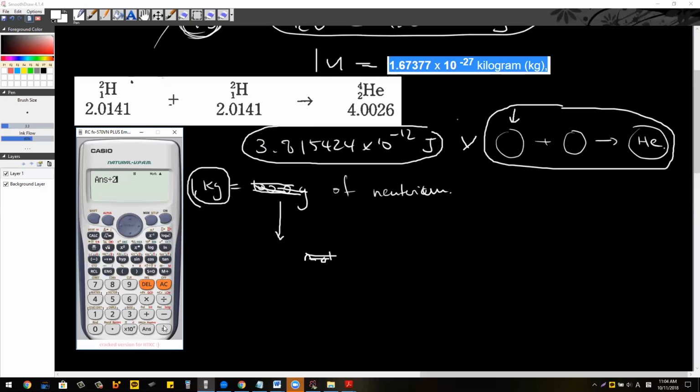Divided by 2. So that was the number of deuteriums, and this is the number of the reactions, right? So you times this one by 3.8154424 times 10 to the power of negative 12. Then you get the answer. Okay, I see.